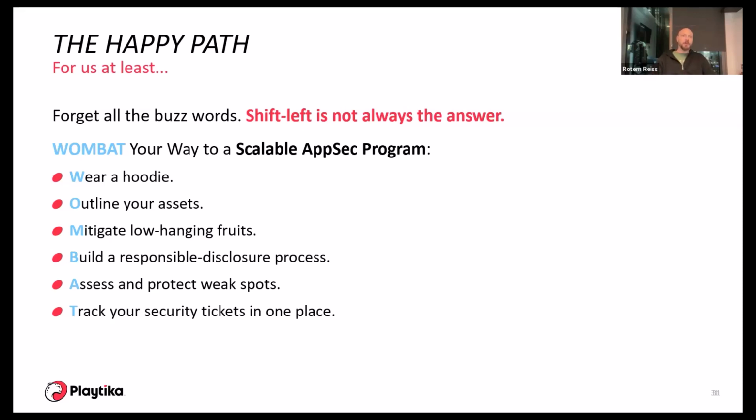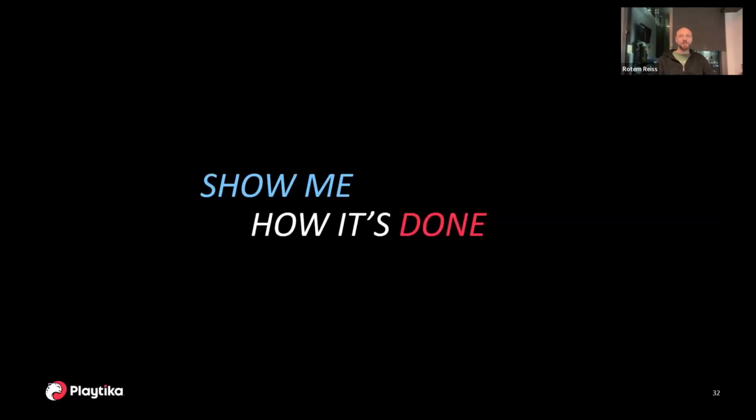So I'm saying Wombat your way to a scalable AppSec program. That's an acronym for: where are we, outline your assets, mitigate low-hanging fruits, build a responsible disclosure process, assess and protect weak spots, and track your security tickets in one place. And I know that it was fast. We're going to go over each and every one of the bullets, and then you will understand what I'm actually saying. So I'm going to show you how it's done.